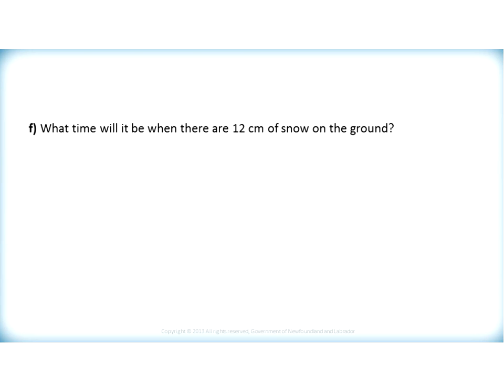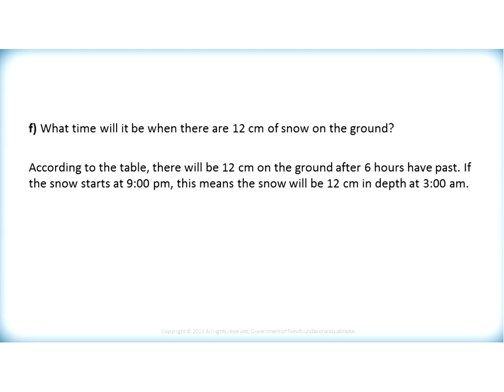What time will it be when there are 12 centimeters of snow on the ground? Well, according to our table, there will be 12 centimeters on the ground 6 hours after the storm has started, or the snowfall anyway. If the snow starts at 9 p.m., this means the snow will be 12 centimeters in depth 6 hours later, or at 3 a.m.